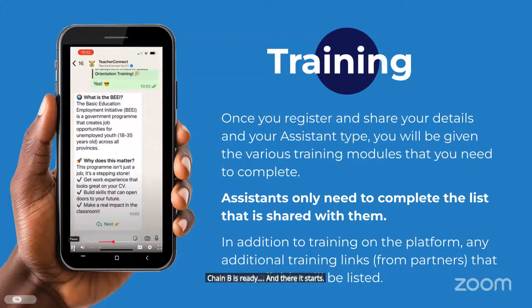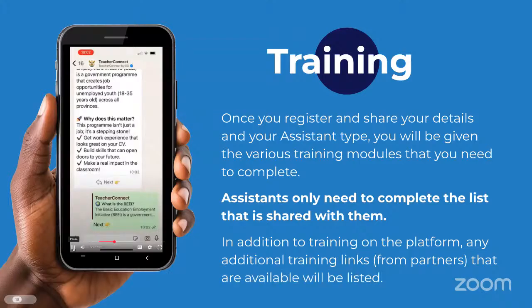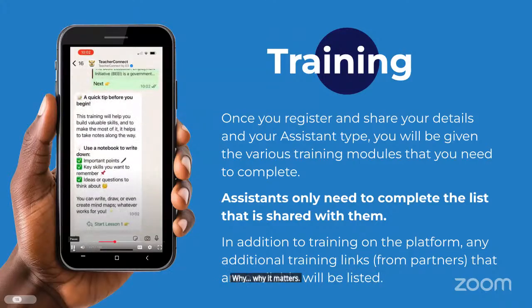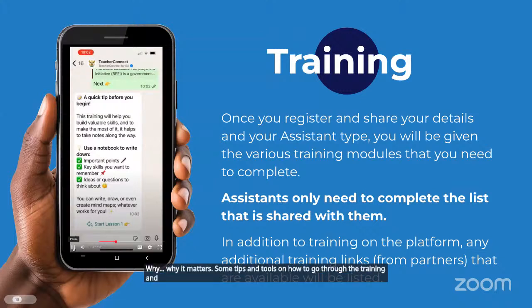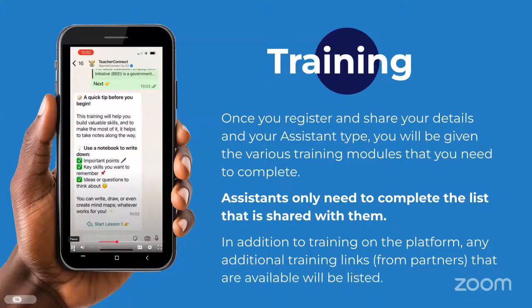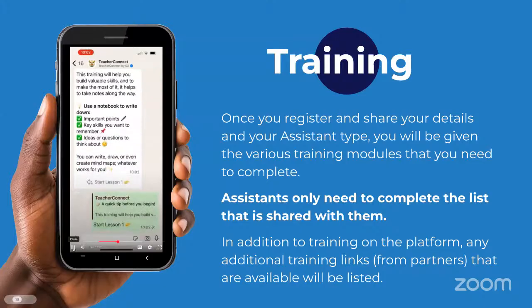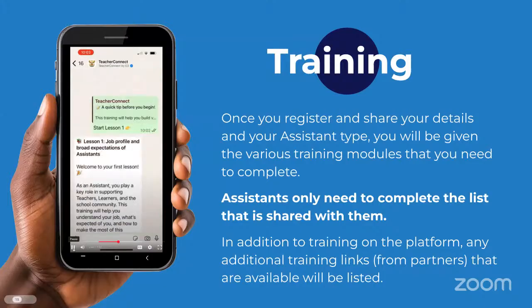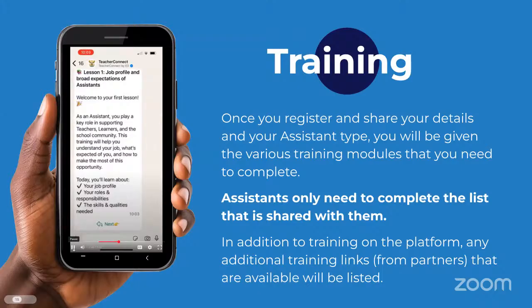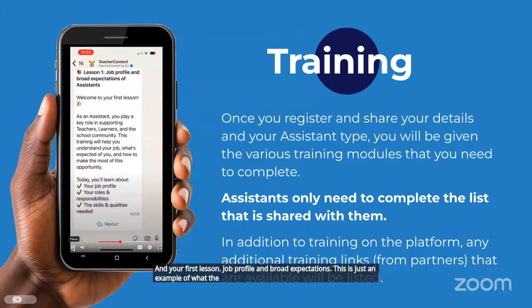A little bit of information about the program, why it matters, some tips and tools on how to go through the training and absorb as much information as you can. And your first lesson, job profile and broad expectations. This is just an example of what the training will look like on your phone.